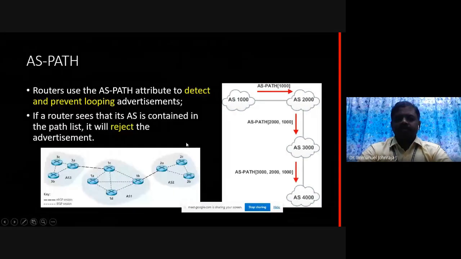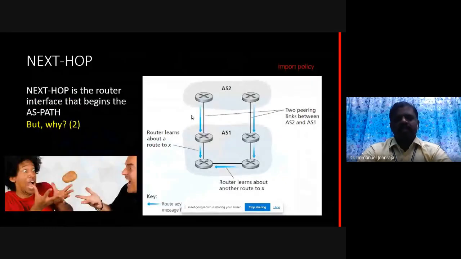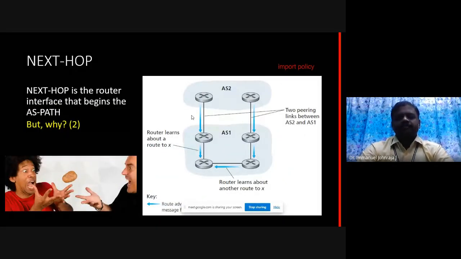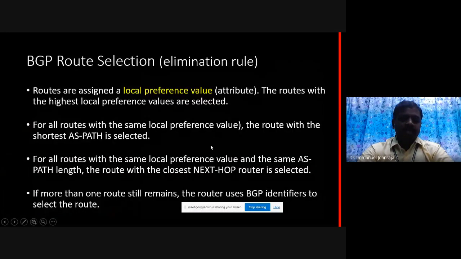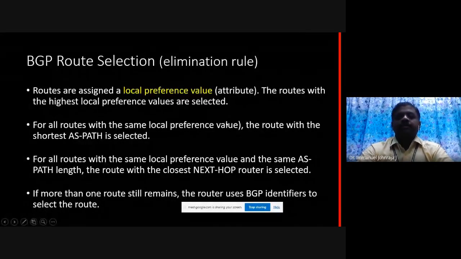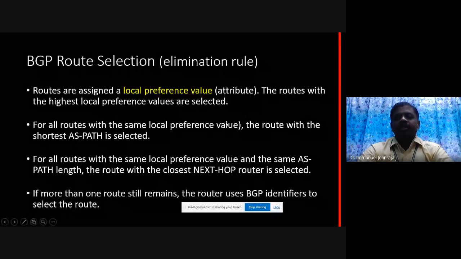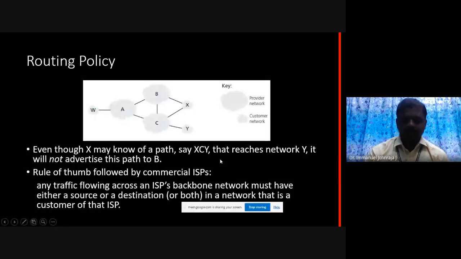Next hop routing information, the next hop path, is also a very interesting one, specifically for hot potato routing. You know what hot potato routing is. So we know about this, so I go for the next one. Route selection is another important point which BGP is using. We have the elimination rule. There are 4 steps by which a tie is broken to find the preferred route to be installed within your routing table.